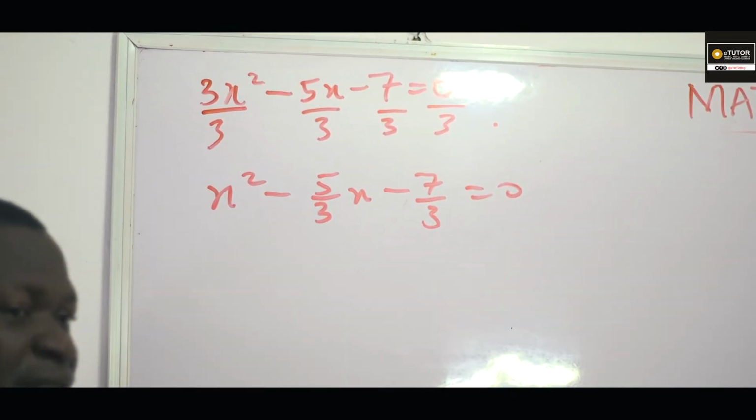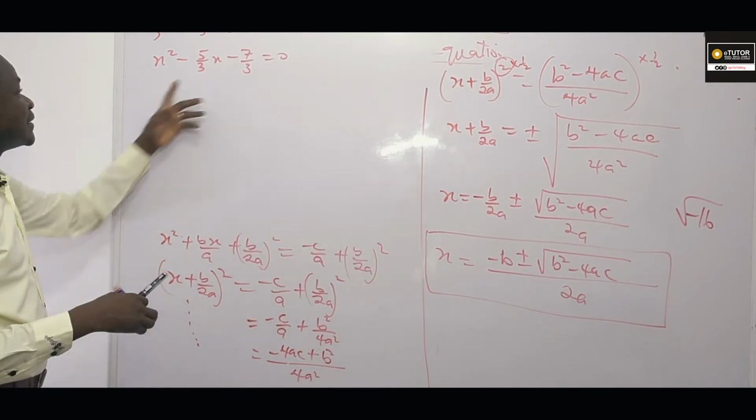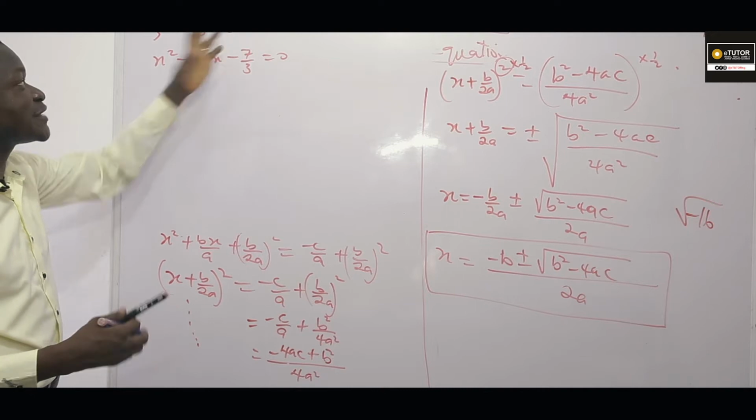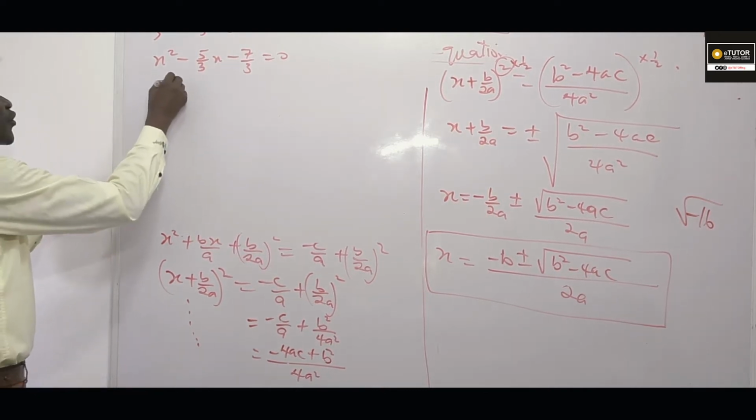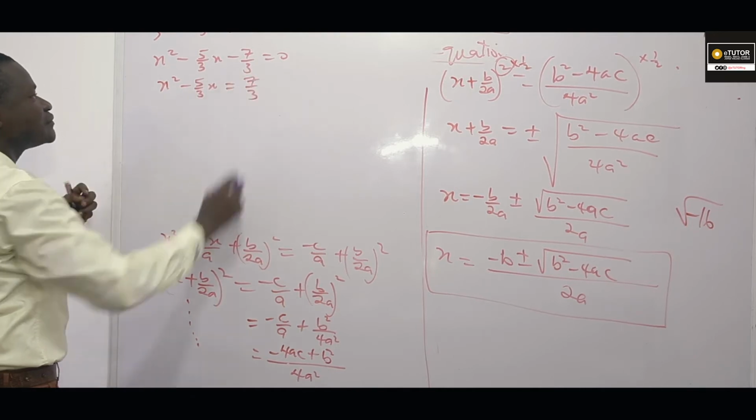What does the second step say? It says transfer the constant to the right hand side. In this case, what are the constants? These are constants because they have no x with them. They have no variable. So we have x squared minus 5 over 3x equal to 7 over 3.